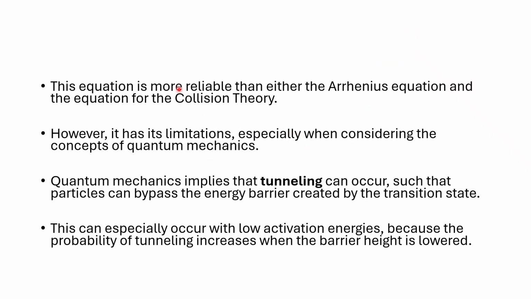While the Eyring equation is powerful and is considered more reliable than either the Arrhenius equation or the equation derived from collision theory, transition state theory is not perfect and it has limitations. One major limitation is due to the concept of quantum mechanics. Transition state theory treats the transition state as a classical energy barrier that must be overcome.